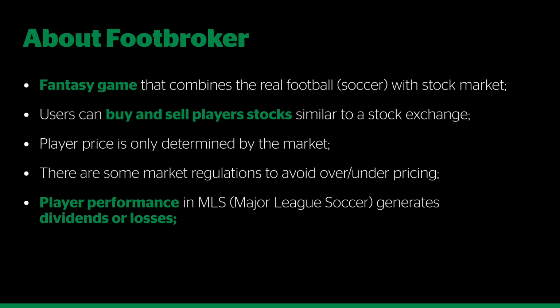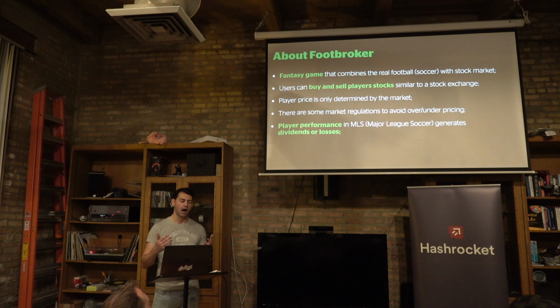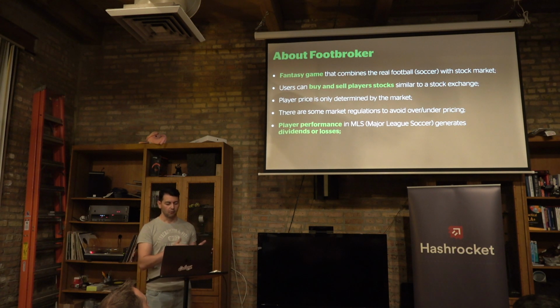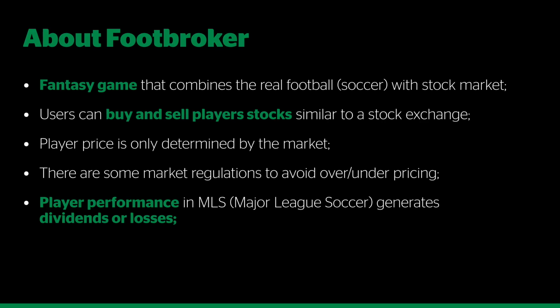And doing an analogy with the companies and the stock market, when you have a quarterly financial report from Apple saying the profit that they have or the new release of iPhone, that kind of stuff, which makes the market willing to buy that stock, what happens at Food Broker is that the player stats in real life contribute with dividends or losses. So you have that aspect, as this is the thing that associates the fantasy with the real world.